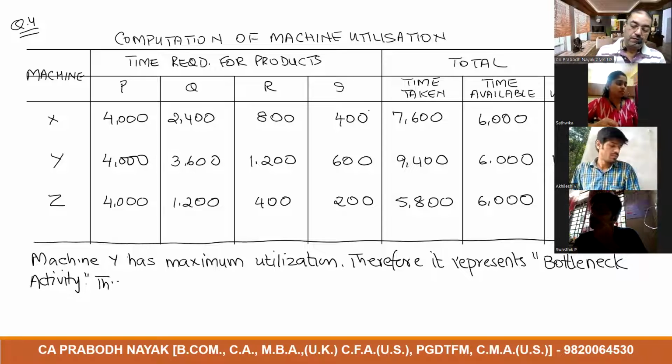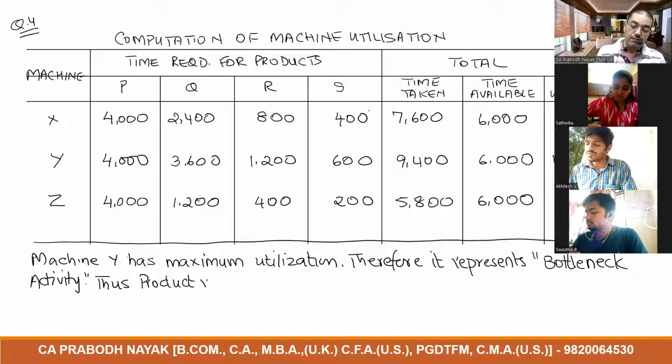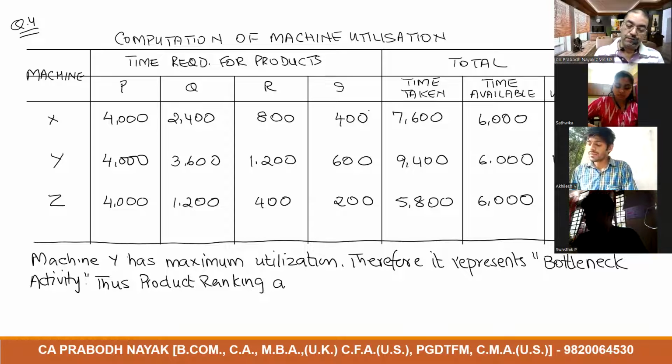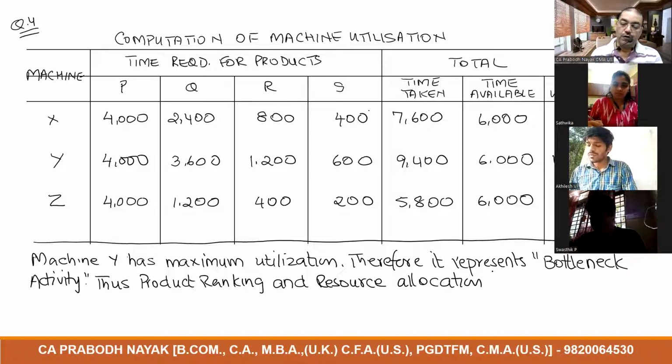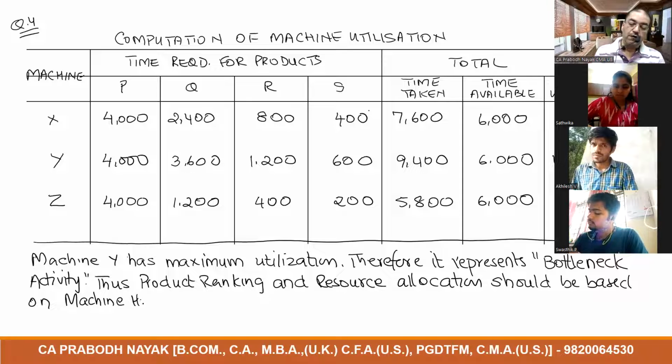Thus, product ranking and resource allocation should be based on machine hours of machine Y.